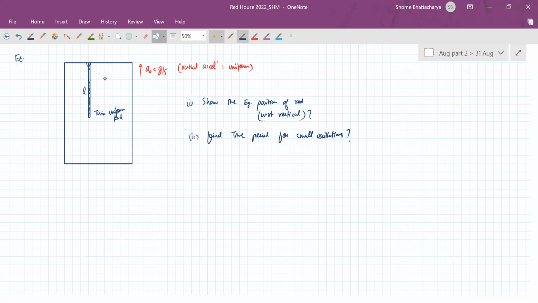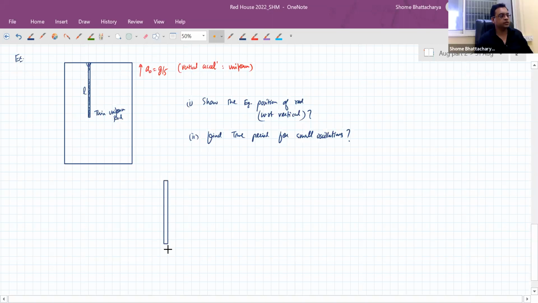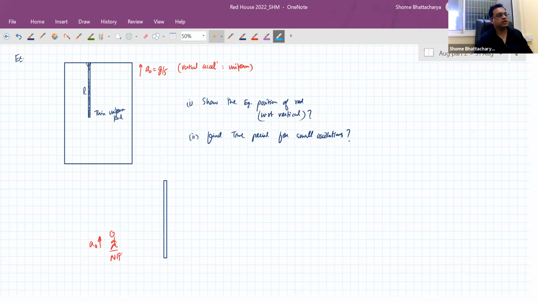Next one, I'll give you some time to solve, a more interesting question. So in the non-inertial frame of the elevator, which is going up at A0, the force is acting through the center of mass. Remember, pseudo force will also act through the center of mass only. It will be like this. So this is the equilibrium position.